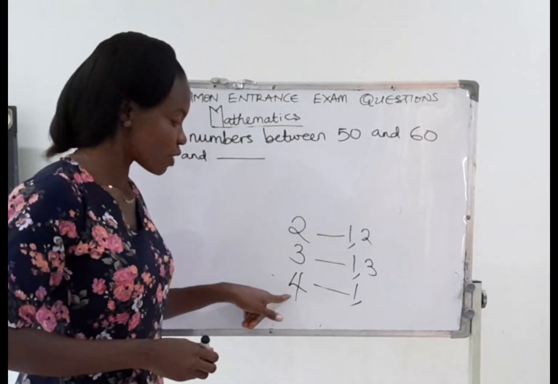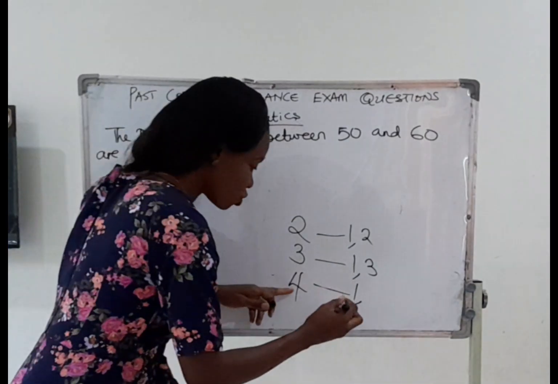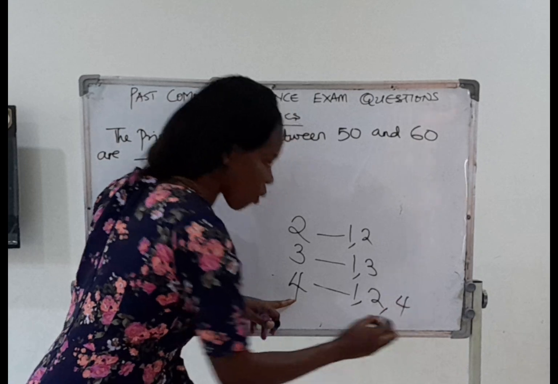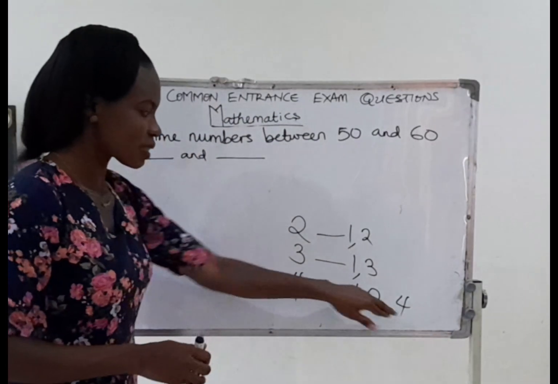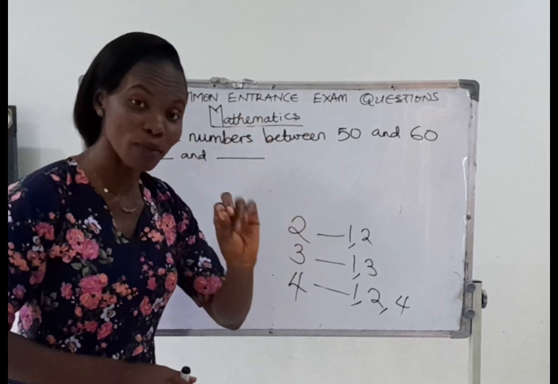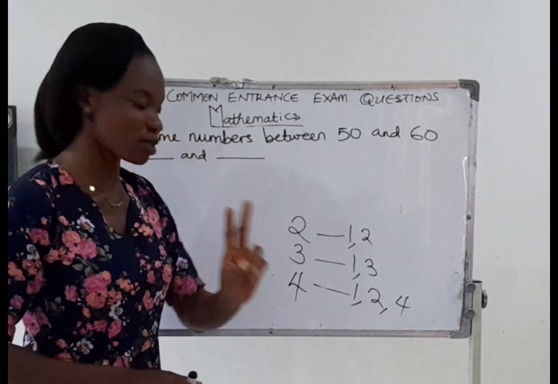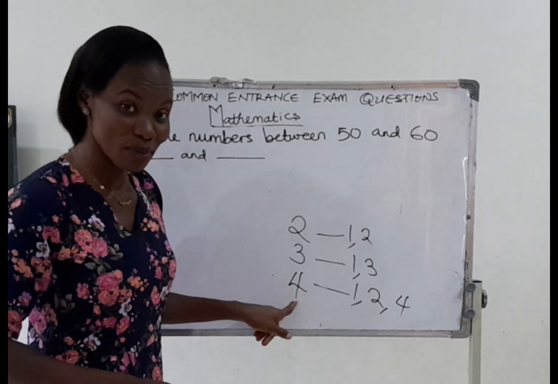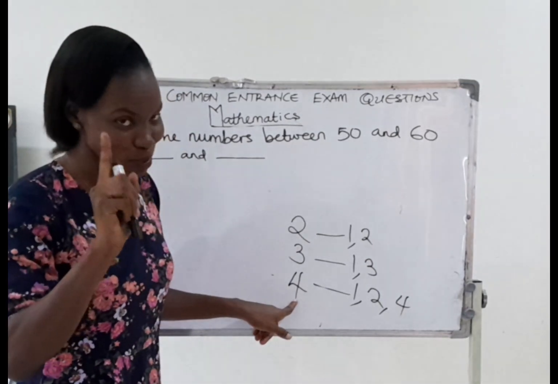So because 2 can divide 4, this 4 is not qualified to be a prime number. Another number that can divide it is 4. So 4 has 3 factors. Remember our condition: a prime number must have only 2 factors. Because of that, 4 is not qualified to be a prime number. So it's not a prime number.